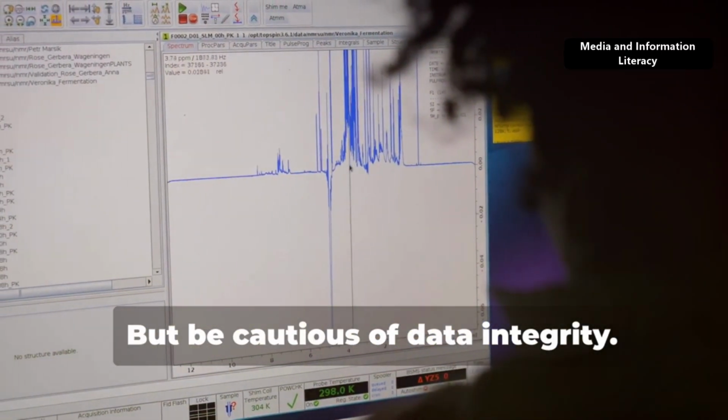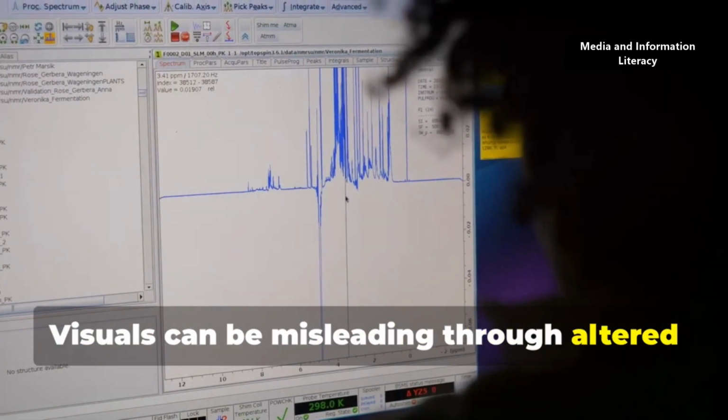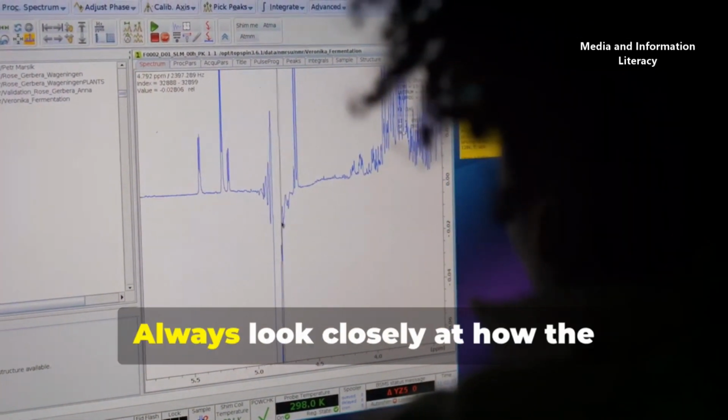But be cautious of data integrity. Visuals can be misleading through altered scales or selective data. Always look closely at how the information is presented.